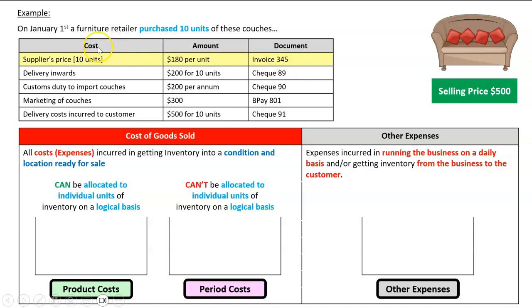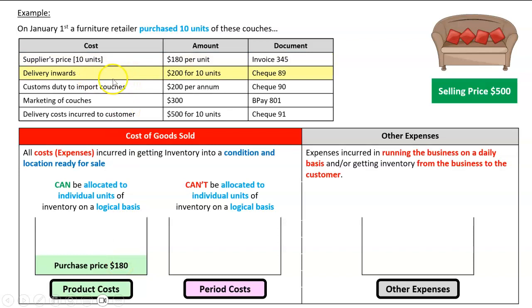So what we're going to do now is go through each of these and plonk them in one of three bins: either the product cost bin, the period cost bin, or the other expenses bin. So the first one is easy. Whenever we get charged the price of the inventory, it's $180 per unit. That is clearly a product cost. So we say part of the product cost is the purchase price of $180.